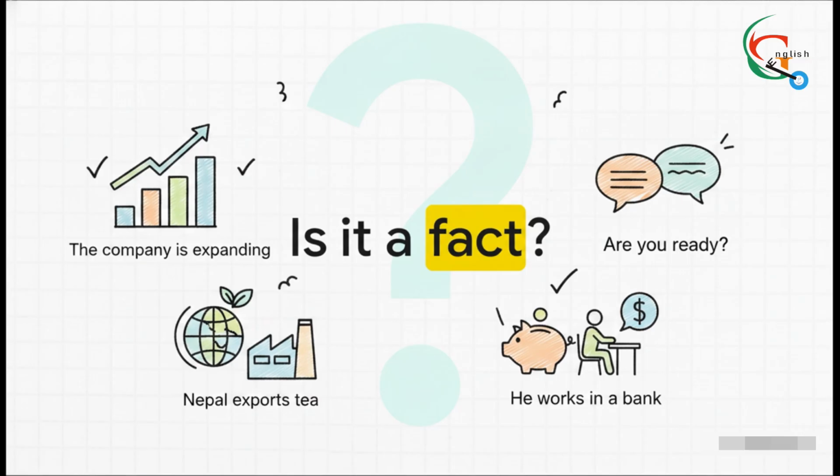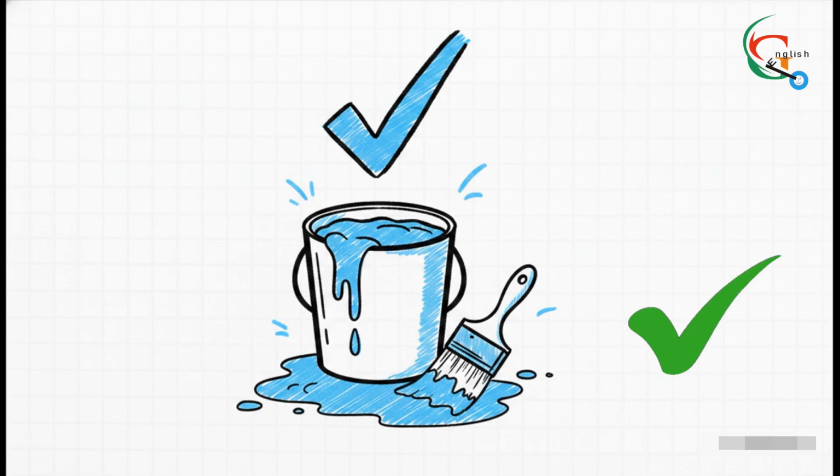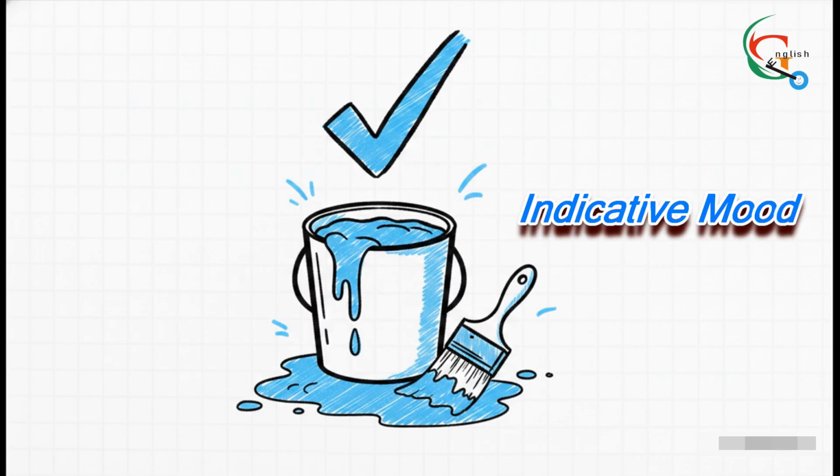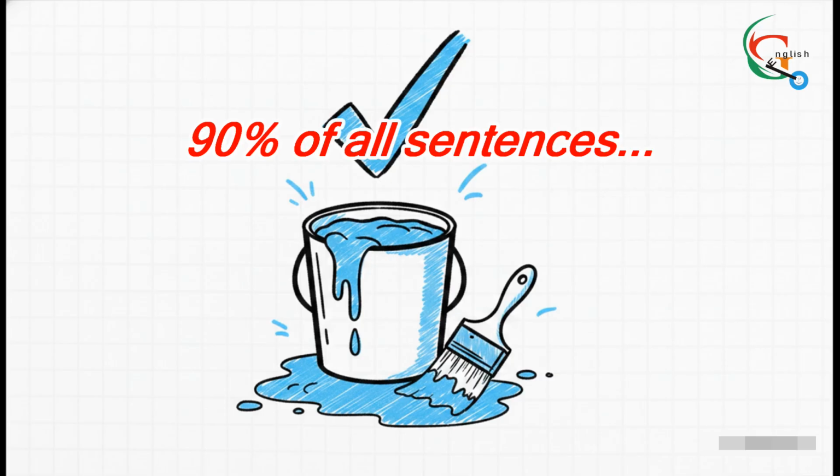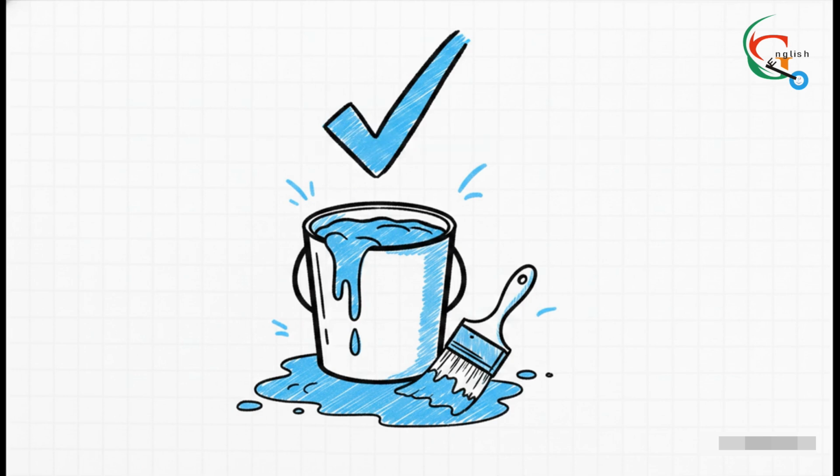What are all of these doing? They're just delivering or asking for standard everyday information. And hey, if the answer to that question is yes, then boom, it's the indicative mood. It really is that simple. The crazy thing about the indicative mood is that almost 90% of all English sentences fall right into this bucket. It's basically the default setting of our language. So if it's just normal, straightforward information, paint it blue in your mind, label it indicative, and move on.